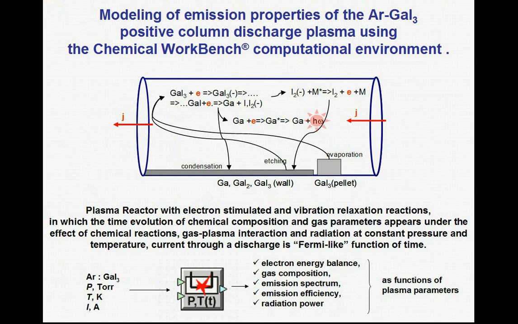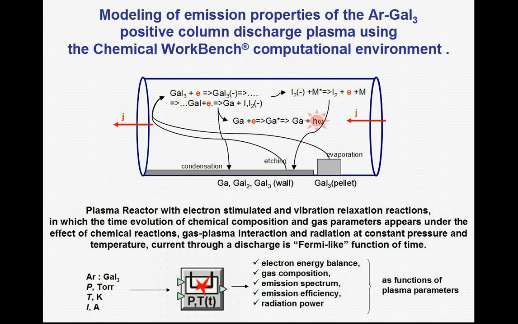As an example, let's see modeling of emission properties of the argon-gallium iodide 3 positive column discharge plasma using the Chemical Workbench computational environment. Modeling will be carried out using a non-equilibrium plasma chemistry reactor with electron-stimulated and vibration relaxation reactions, in which the time evolution of chemical composition and gas parameters appears under the effect of chemical reactions, gas-plasma interaction, and radiation at constant pressure and temperature.